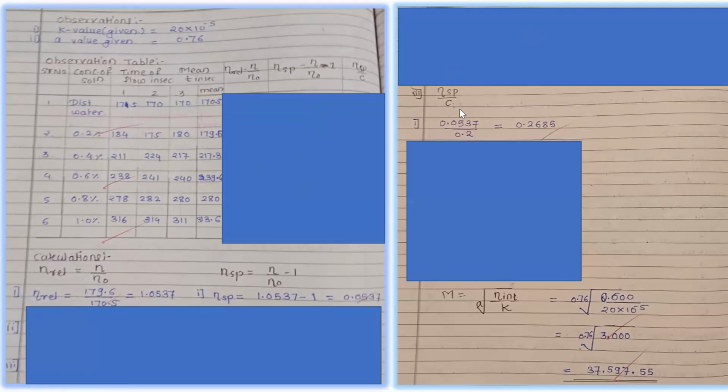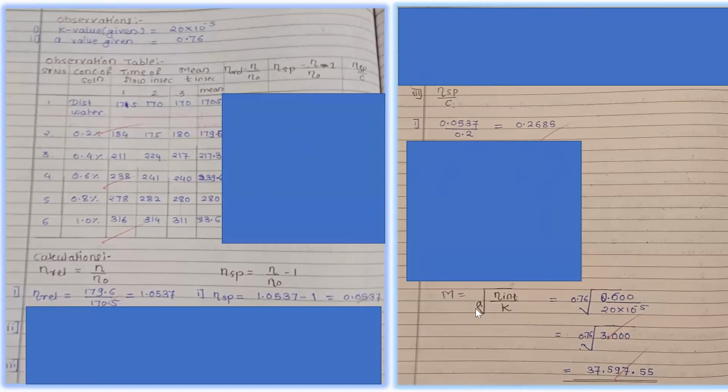Now the specific viscosity upon concentration. Once you find the specific viscosity 0.0531 divided by the concentration of the particular solute 0.2, you'll get this value. These values are used to draw the graph versus the concentration of your polymer solutions. And from the graph we get the intrinsic viscosity, then we can find out the molecular weight of the polymer.